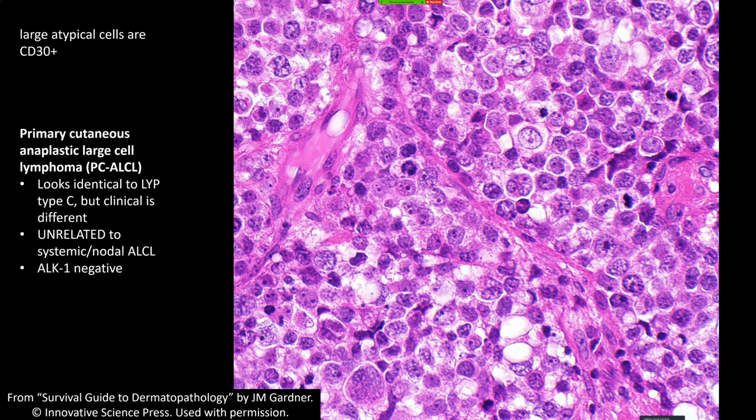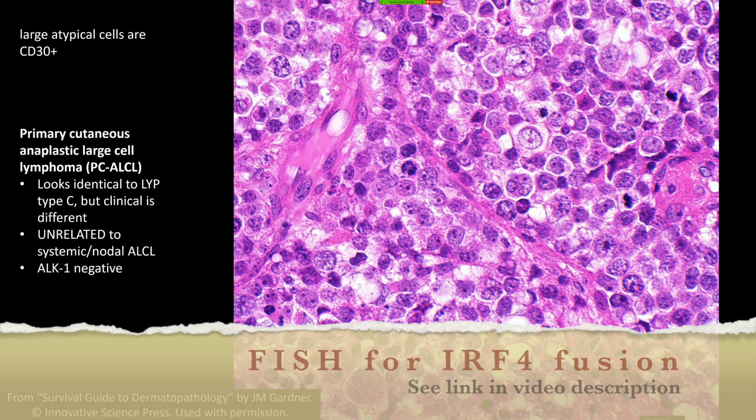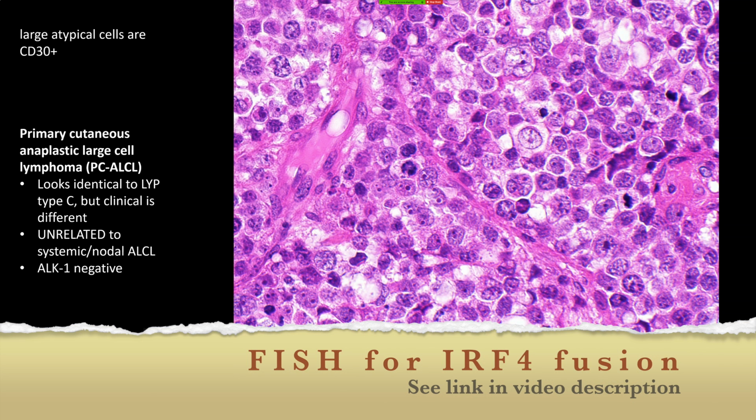The only way really to know, looking at them, is if over time you get multiple lesions that come and go. That's probably LYP type C. If it's solitary, probably primary cutaneous anaplastic large cell lymphoma, although sometimes they can get multiple lesions, sometimes they can regress on their own. It's a little complicated. And sometimes there's some molecular testing that can be helpful in sorting these out too, but we're not going to go into that in this talk.